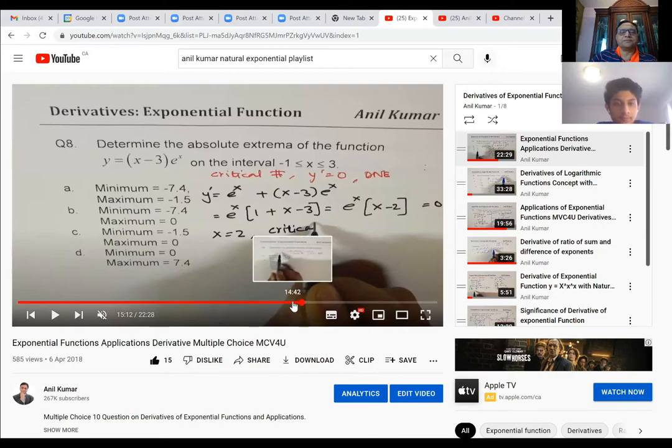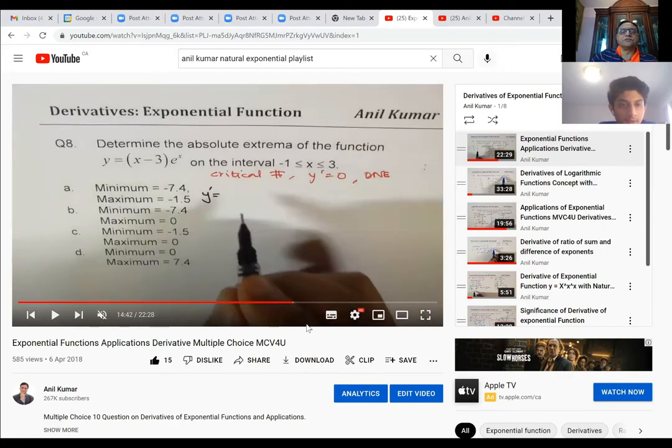Question number 8. Yes, sir. Determine the absolute extrema of the function y equals x minus 3 times e to the x on the interval minus 1 less than or equal to x less than or equal to 3. You find the derivative and plug in and check the value, correct? Okay.